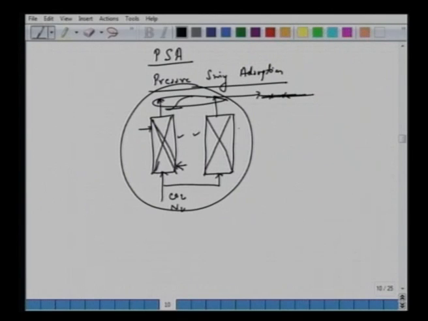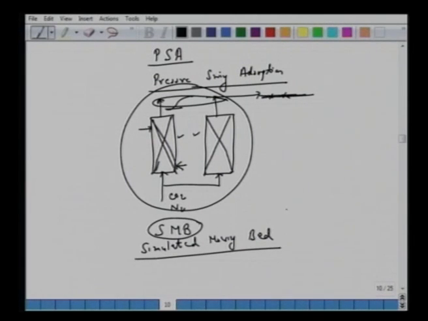Industrially, at a higher graduate level, you have something called SMB, simulated moving bed. Here, by changing the sequence and taking more number of beds, one can have a solid phase which is stationary behave like a moving bed. So we are now talking about PI, process intensification. These are certain advanced topics which you will meet at the graduate levels.